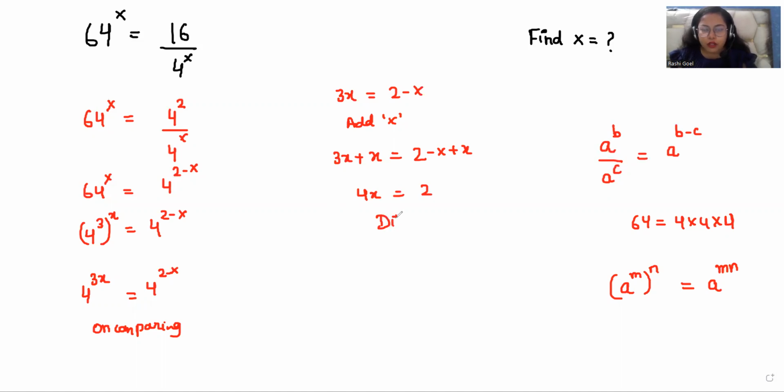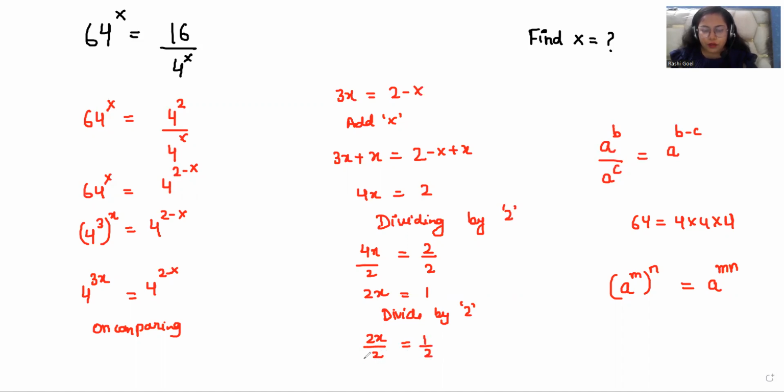Now I'm dividing both the sides by 2. So 4x by 2 is equals to 2 by 2. So we can eliminate, this is 1 and this is 2x. Now again divide both the sides by 2, so 2x divided by 2 is equals to 1 by 2. So we eliminate 2 with 2, the value of x will be half or 1 by 2.